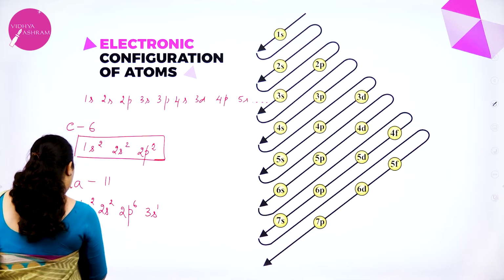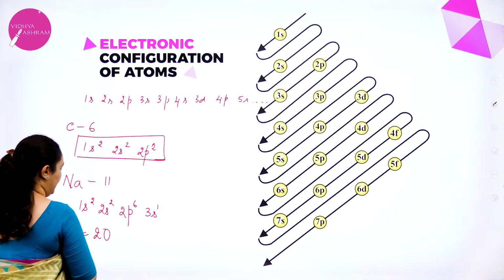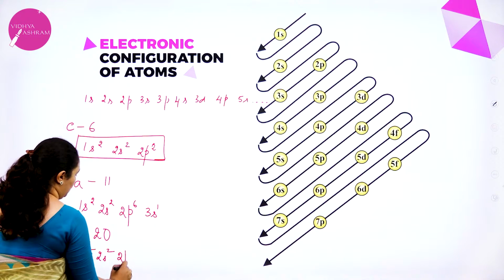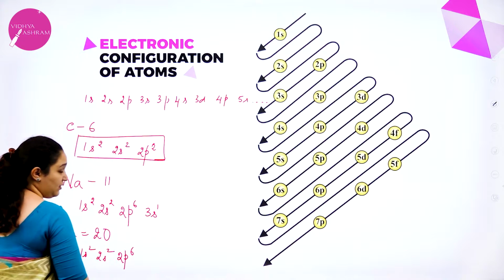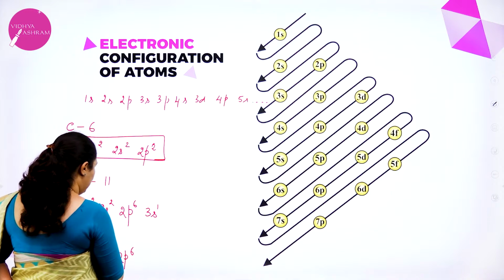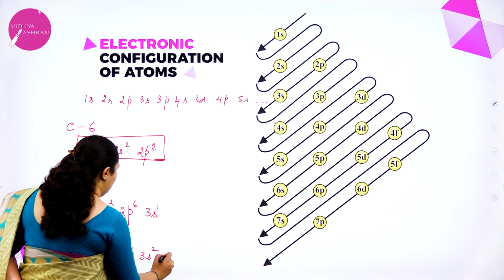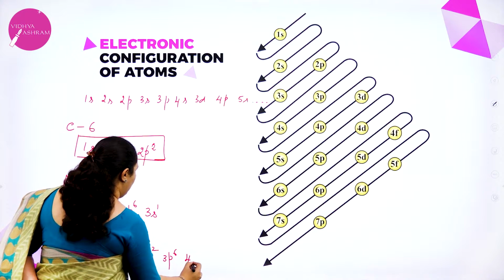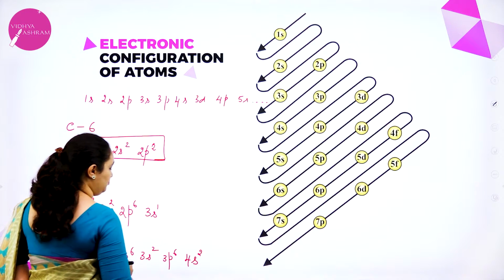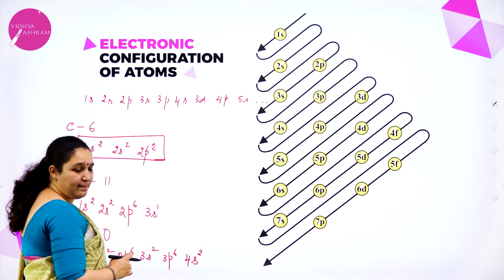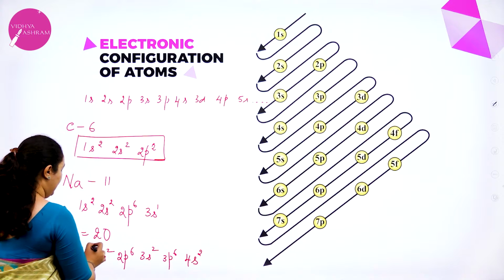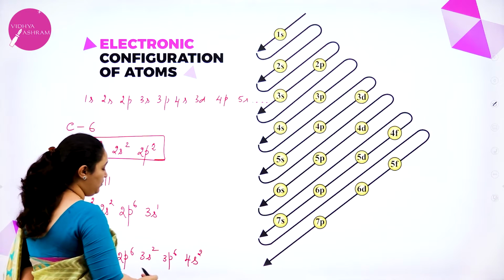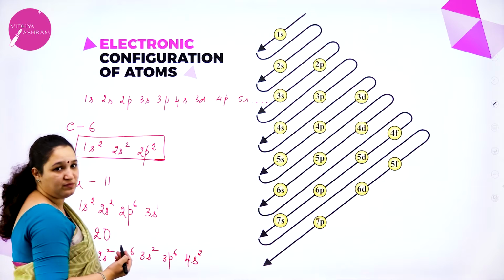One more we will write, that is for calcium, which is 20. It is 1s2, 2s2, 2p6, correct? 2p6, it becomes 10. Then I have 3s2, 3p6, then we have 4s2. Do you all agree? 6, 7, 8, 9, 10, 11, 12, 12 plus 2, 14, 14 plus 6, 20. So this is the electronic configuration for calcium.